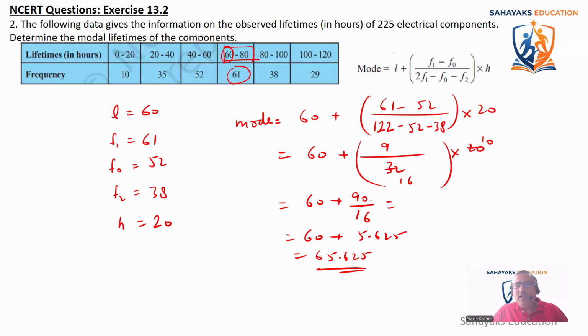So this is the modal lifetime of the electrical components. Modal lifetime of the electrical components. Okay, let's come to the next question.